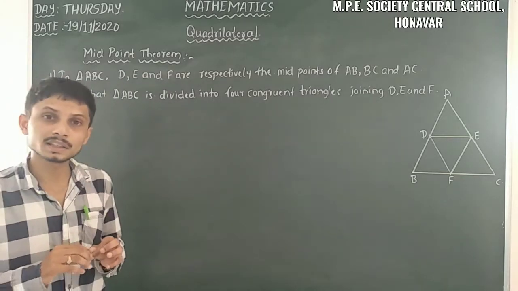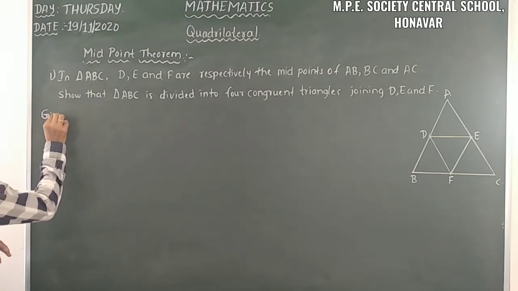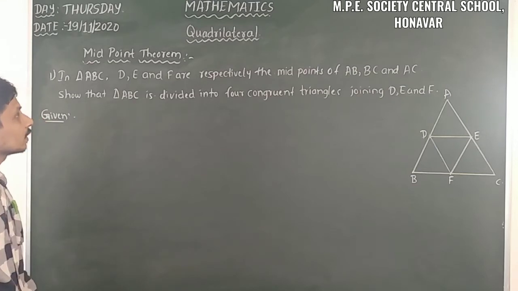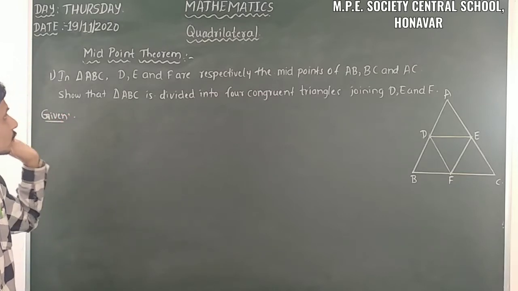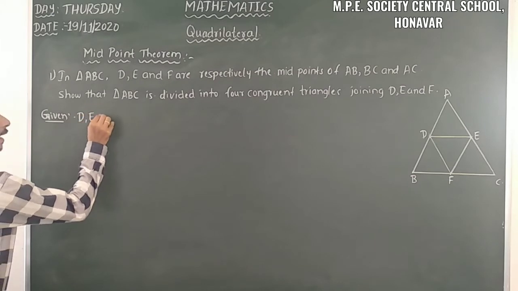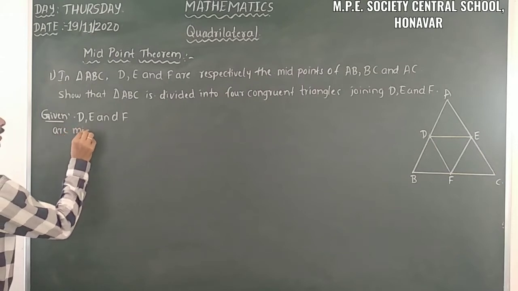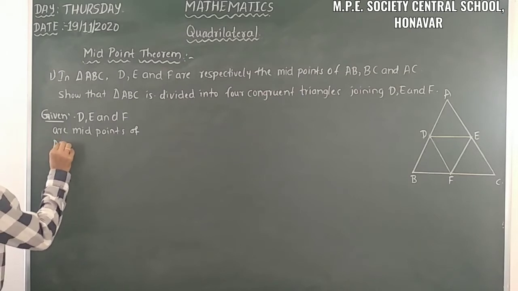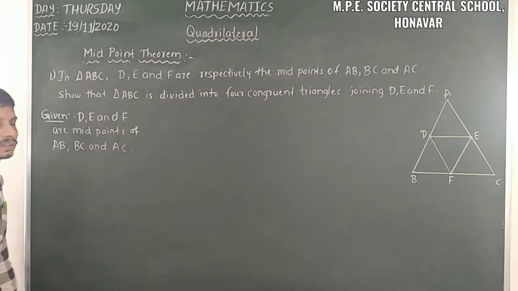Firstly we have to write the given. What is given? We have to write first the given, that is, D, E and F are midpoints of AB, BC and AC.